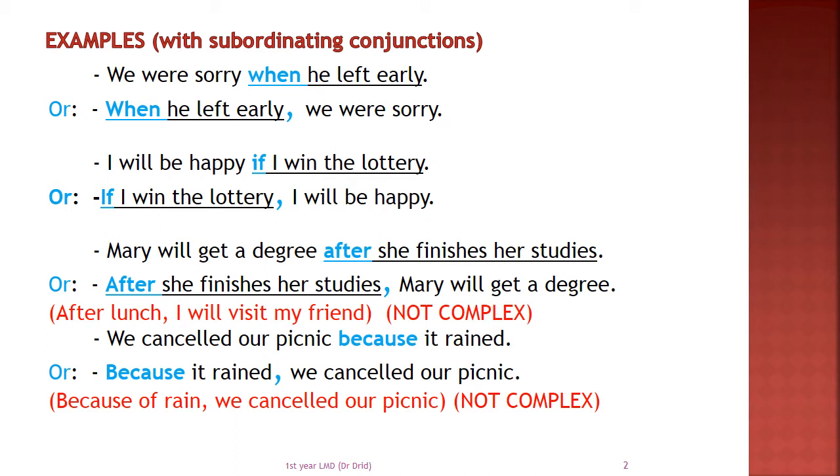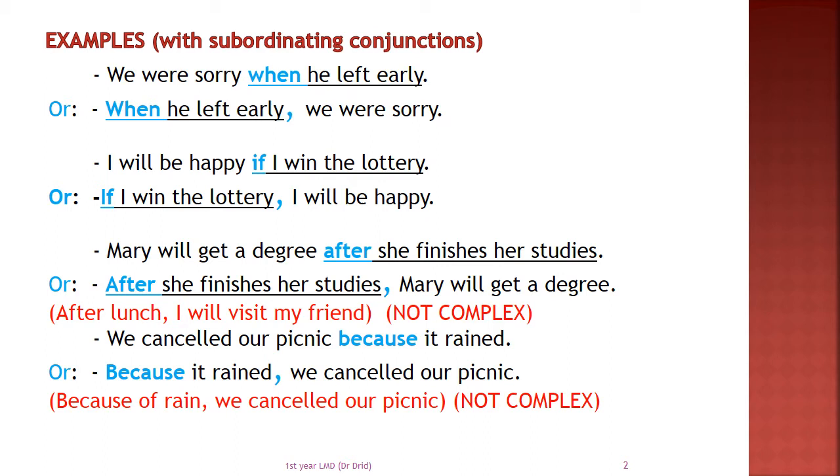Here you should be careful. What comes after the subordinate clause should be a clause, a whole clause, the subject and a predicate. If we don't have a clause, the sentence may be just a simple sentence. Look at the sentence in red. After lunch, I will visit my friend. This is a simple sentence, not a complex sentence.